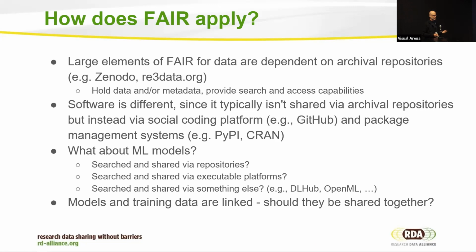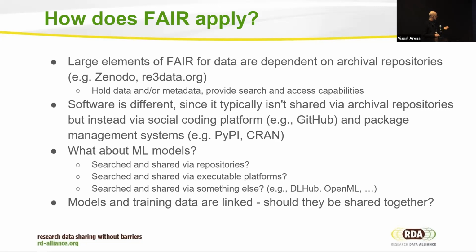OpenML is a platform that does this. So we have kind of this mix right now where we haven't settled on a way to do this. And that leads to questions about, again, what FAIR actually means and who needs to apply FAIR. Because the creators of datasets can't apply FAIR by themselves without the repositories, right? Creating a FAIR machine learning model, probably you can't apply FAIR by yourself without some infrastructure, and we don't completely know what the right infrastructure is yet.